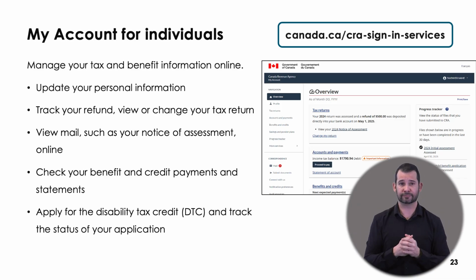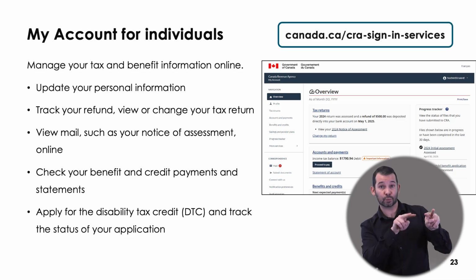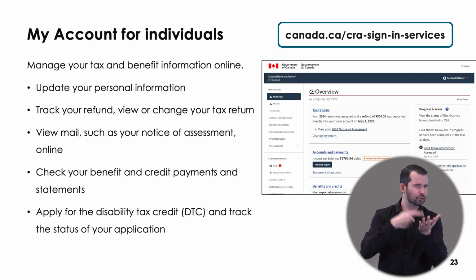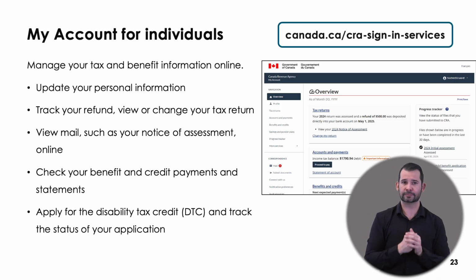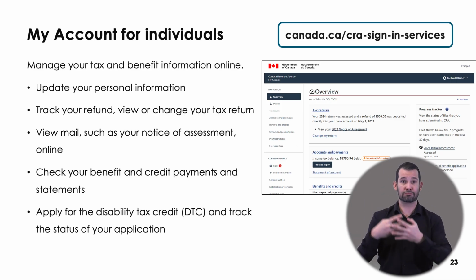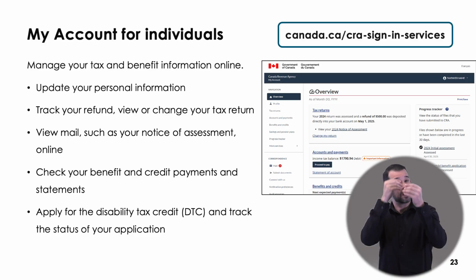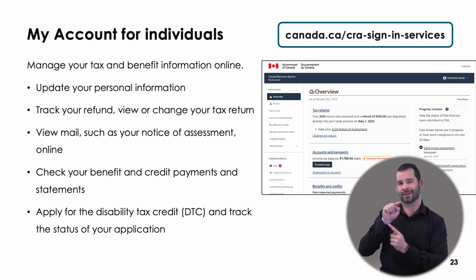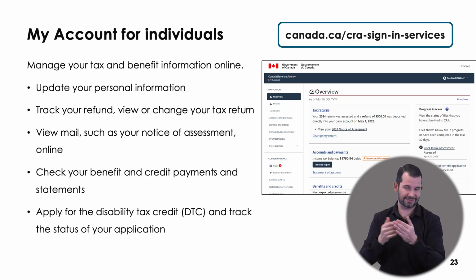You can also do the following: track your refund, view or change your tax return, view mail, such as your notice of assessment, online, check your benefit and credit payments and statements, apply for the disability tax credit and track the status of your application, and much more. For more information or to register for a CRA account to access My Account, go to canada.ca/CRA-sign-in-services.